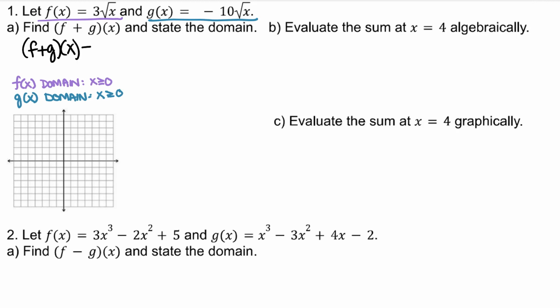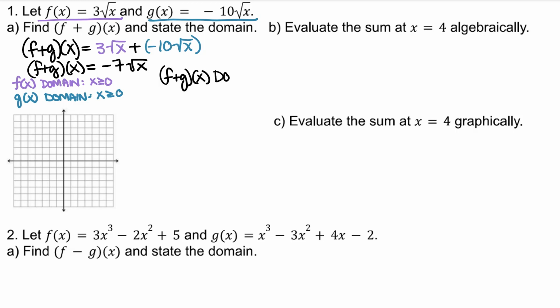So let's find f plus g of x by adding the two functions. We can combine these like terms. 3 root x plus negative 10 root x is negative 7 root x. Then we'll check for any additional restrictions for the domain of f plus g of x after simplification, and the domain here also is x greater than or equal to 0, which is not more restrictive than the domains of f and g individually. Therefore, the domain of f plus g of x is x greater than or equal to 0, or in interval notation, 0 inclusive up to infinity.